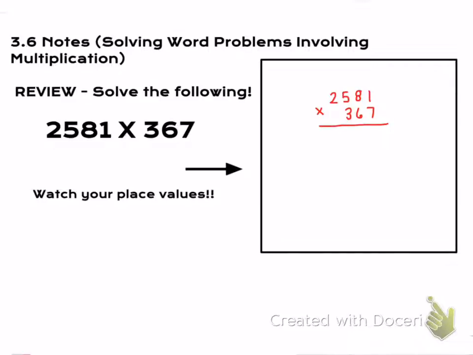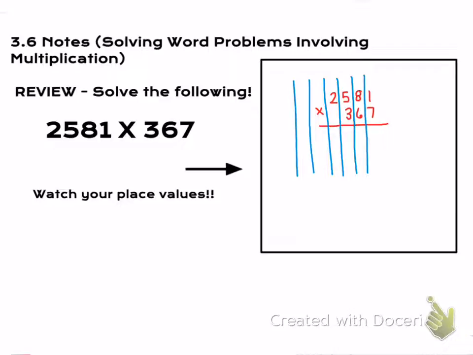Okay, welcome back. So I have the problem written in the box. I am going to be putting in my place value lines because you know how I feel that it makes the problem easier to solve and it keeps my numbers in line. We're going to start by solving the number in the ones place. We're going to take the 7 and multiply it by each number in the top.